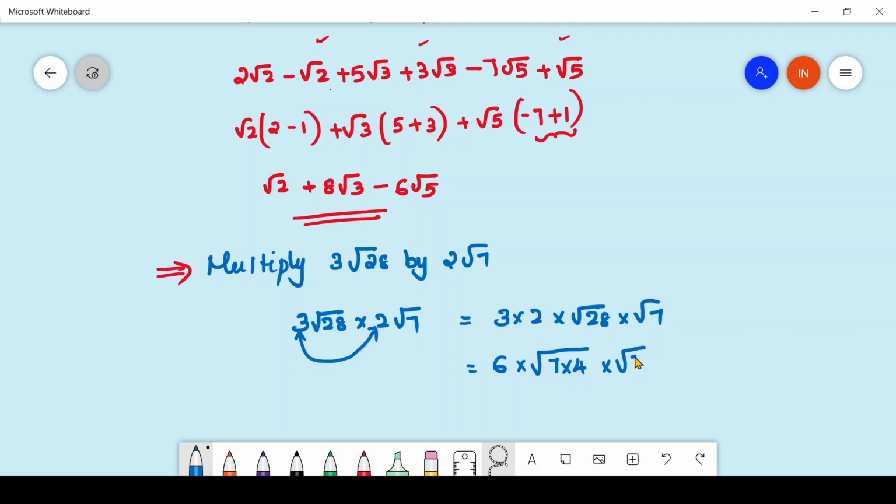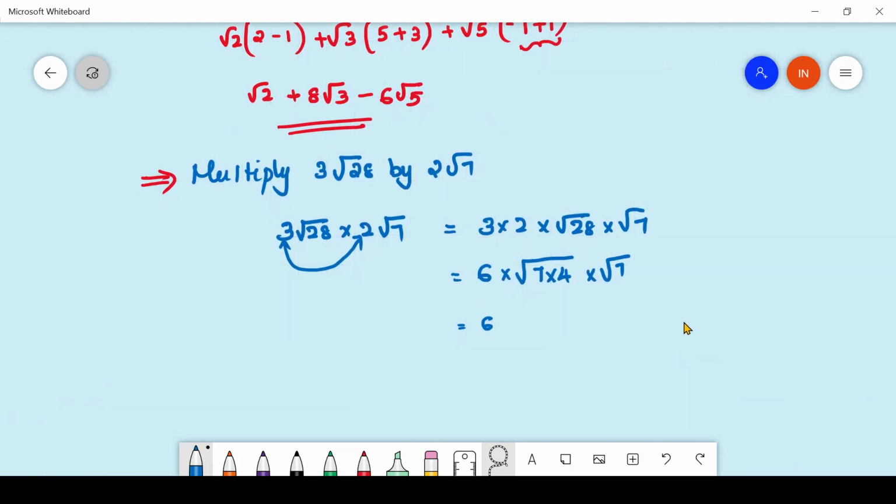Then again we have root 7. So we can split it, right? We have learned that the root of a into b, we can write it as root a into root b. That is, root of a into b is equal to root a into root b. In the same manner, I am going to split here the root of 7 into 4. 6 into root 7 into root 4 into here this root 7.